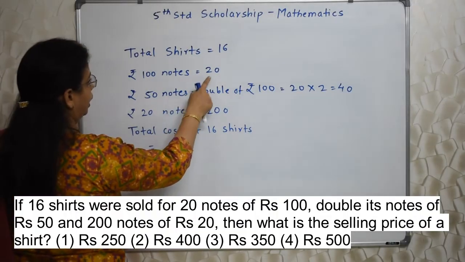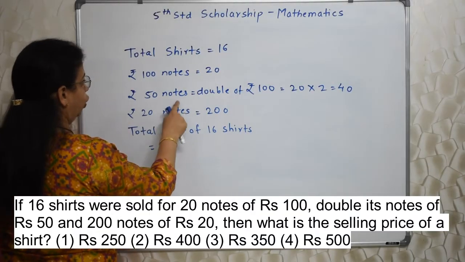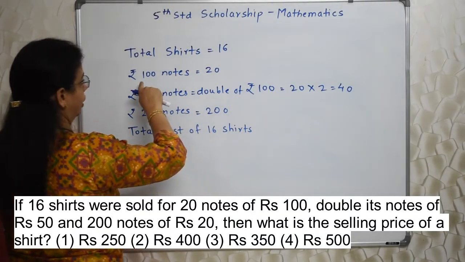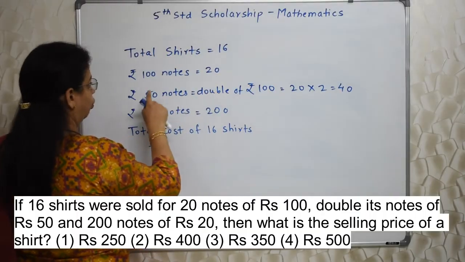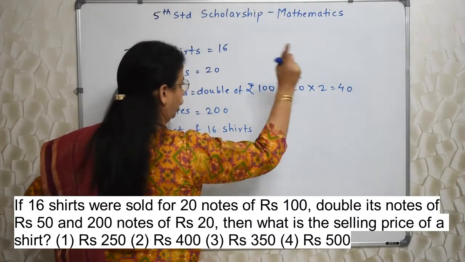100 rupee notes, how many are given? 20. 50 rupee notes, double of rupees 100. Means 100 rupee notes are 20, so 50 rupee notes are 20 into 2, 40 notes are there.